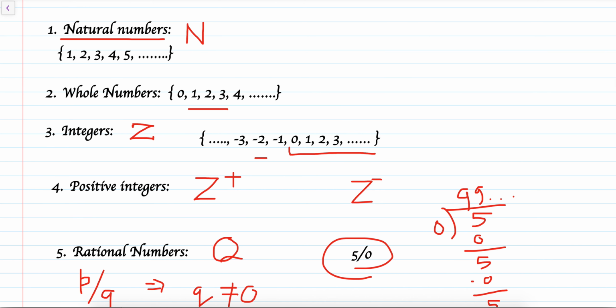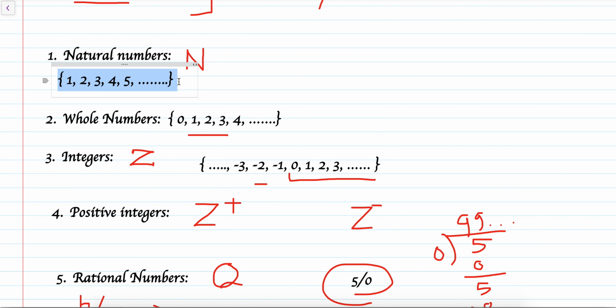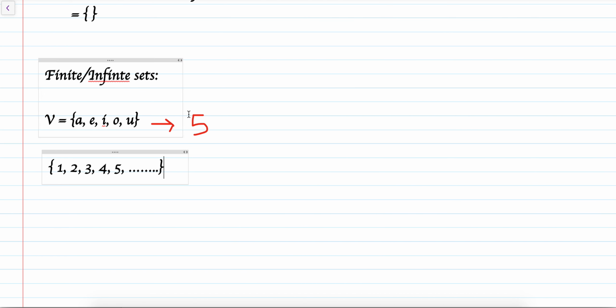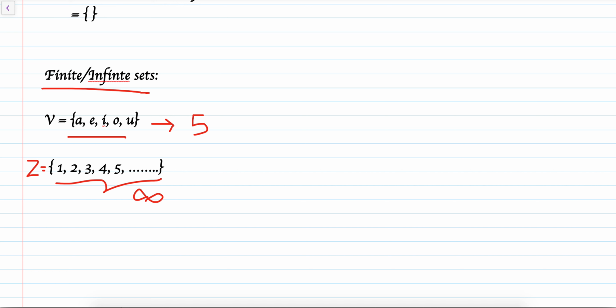But now take this example, the example of integers or whole numbers, or any example we can take. So we cannot count the number of elements inside this. Whereas this set had 5 elements, this set we cannot count, it has an infinite number of elements. So as the name suggests, the sets which have a finite number of elements, those are finite sets. The sets which have an infinite number of elements, those are infinite sets.